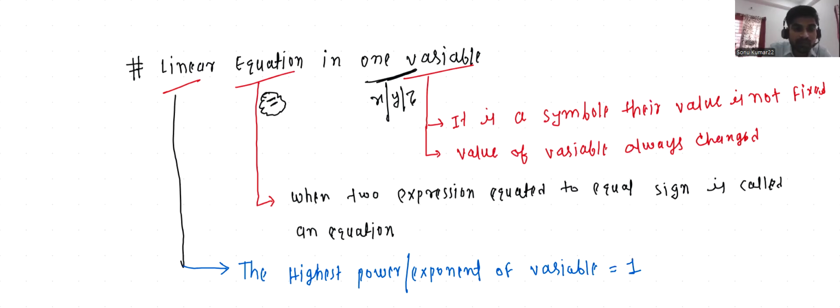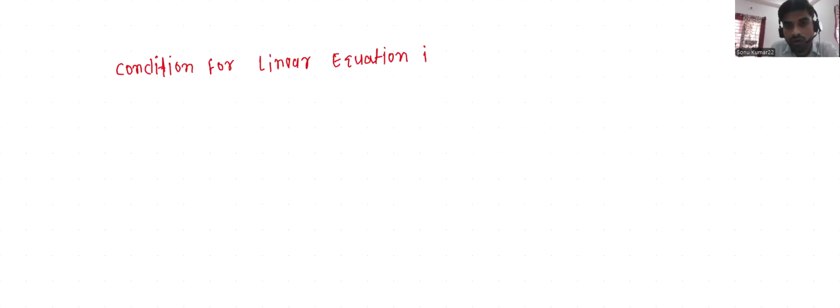See, on page number 2, we are going to discuss the conditions for the linear equation in one variable. Let me change the color. Conditions for linear equation in one variable.